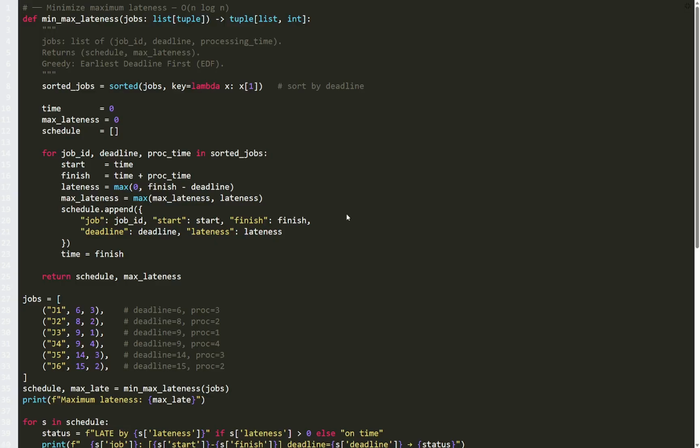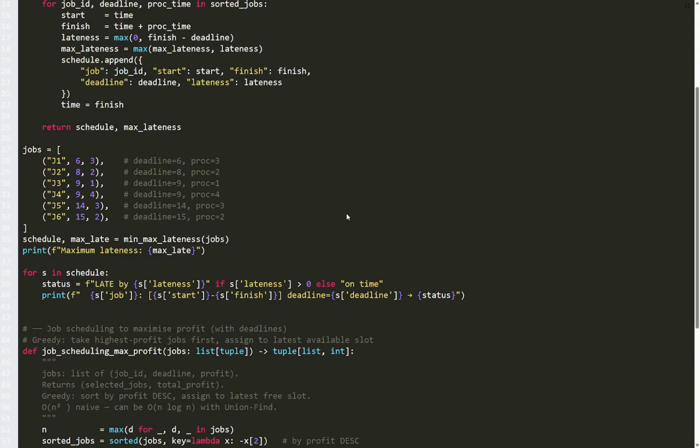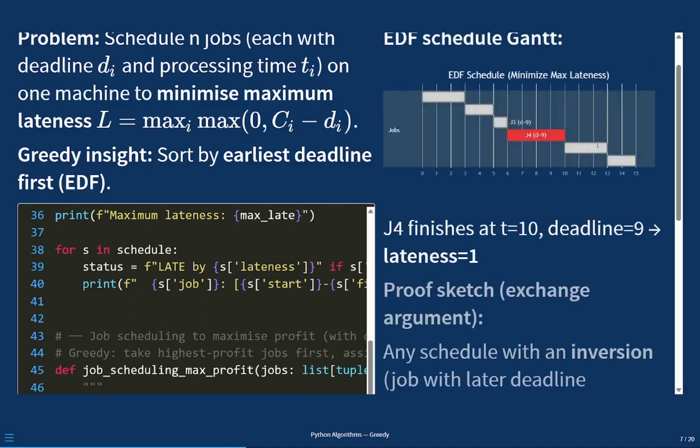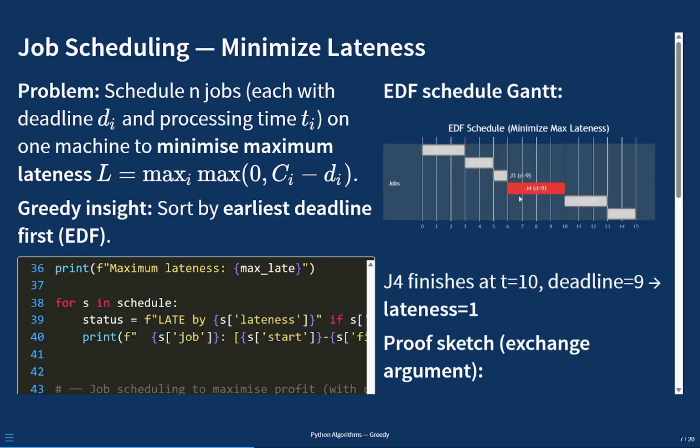No matter how processing times vary, committing to earlier deadlines first minimizes how badly any job overshoots. The Gantt chart shows the schedule for the 6-job example. J1 through J6, sorted by deadline, are scheduled consecutively. J4, with deadline 9 but scheduled from time 6 to 10, finishes 1 unit late. Every other job finishes on time.